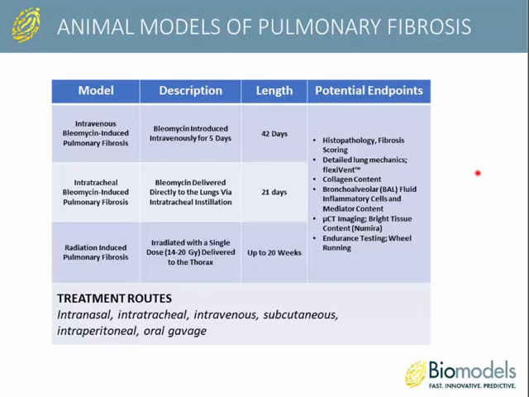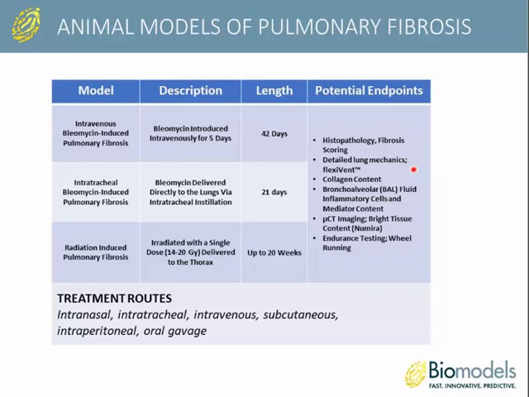So just to review the models again and talk a bit about our endpoints in these models. I'll be presenting data from both our intravenous and intratracheal bleomycin-induced pulmonary fibrosis models. Some of the things that we'll be looking at in terms of endpoints include histopathological scoring and detailed lung mechanics, and we're able to use the flexiVent, which is a mechanical ventilator that looks at different functional measurements in the lungs. You can measure pressure-volume loops. You can look at elastance, compliance, and resistance in different parts of the lung. And this is a very important component for measuring disease state.